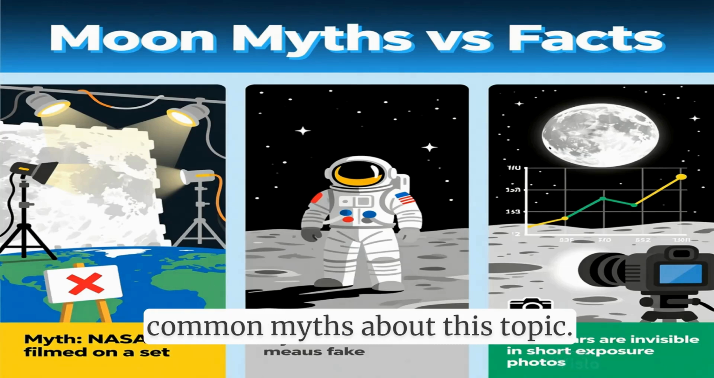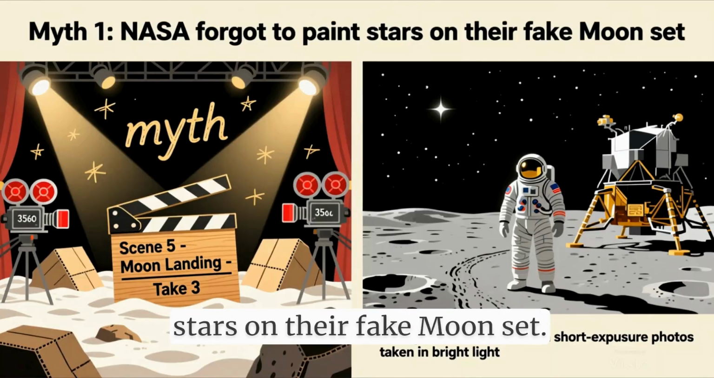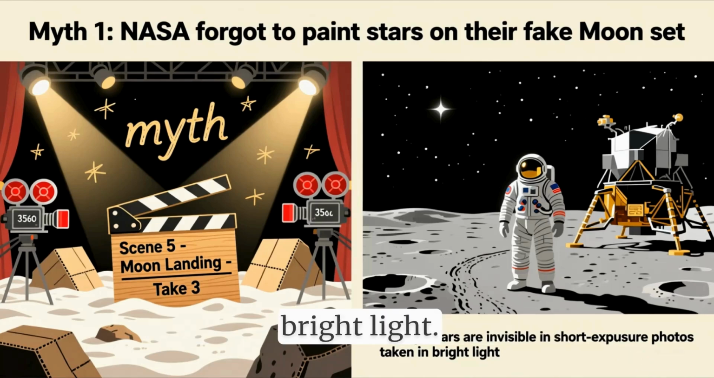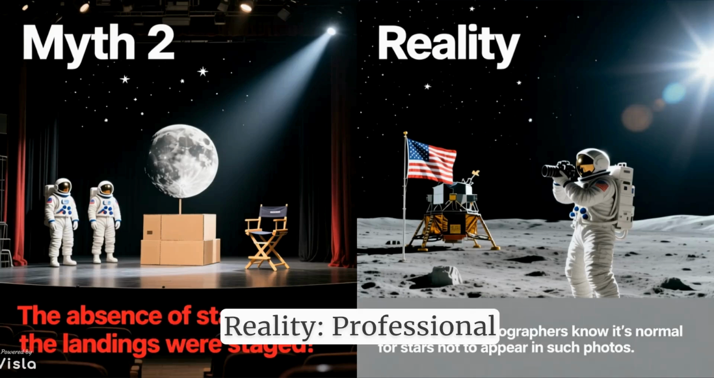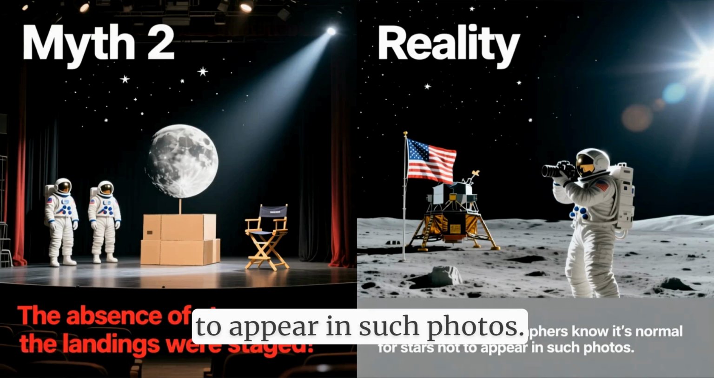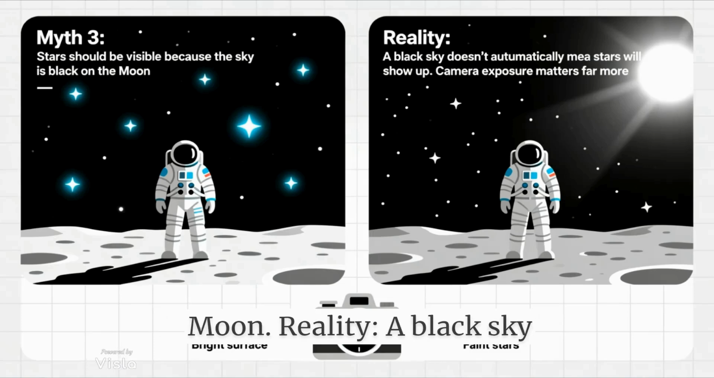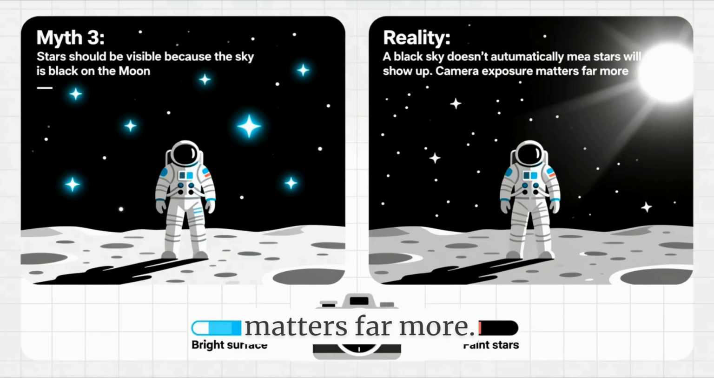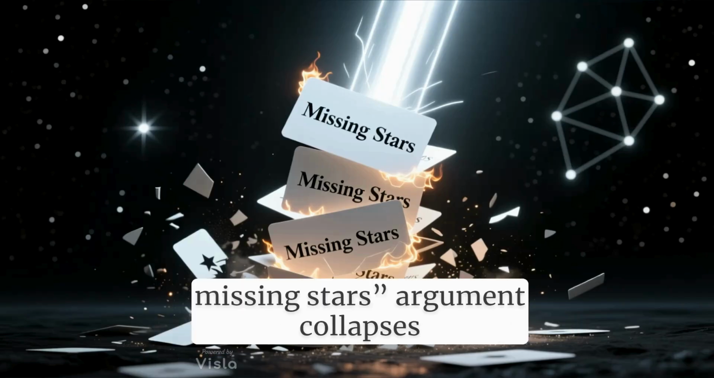Let's bust some of the most common myths about this topic. Myth 1: NASA forgot to paint stars on their fake moon set. Reality: stars are invisible in short exposure photos taken in bright light. Myth 2: the absence of stars proves the landings were staged. Reality: professional photographers know it's completely normal for stars not to appear in such photos. Myth 3: stars should be visible because the sky is black on the moon. Reality: a black sky doesn't automatically mean stars will show up. Camera exposure matters far more. When you line up the facts, the missing stars argument collapses under its own weight.